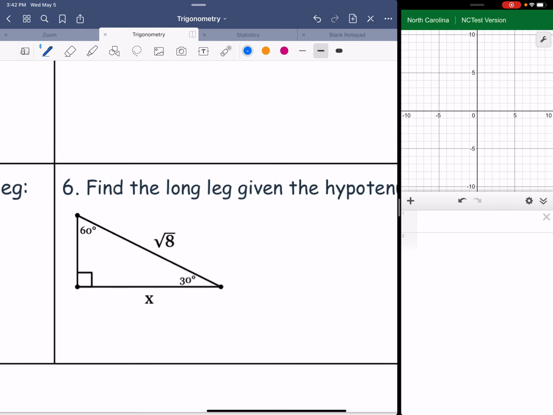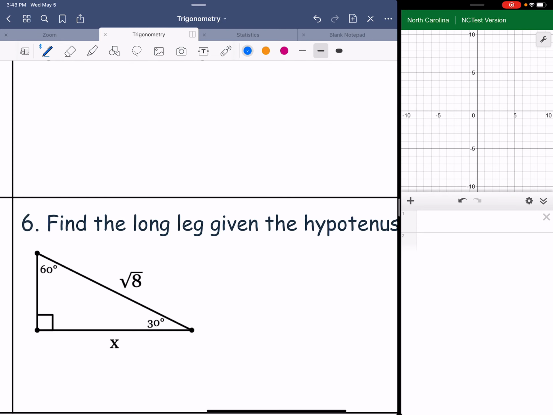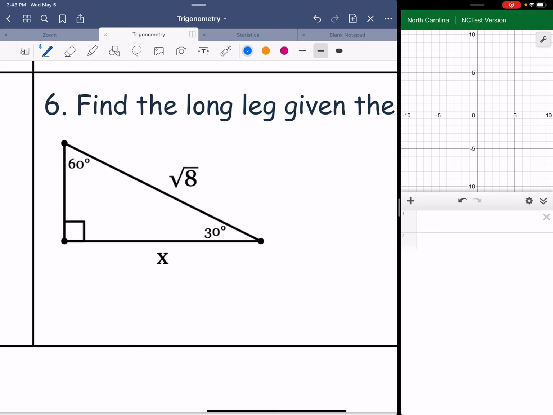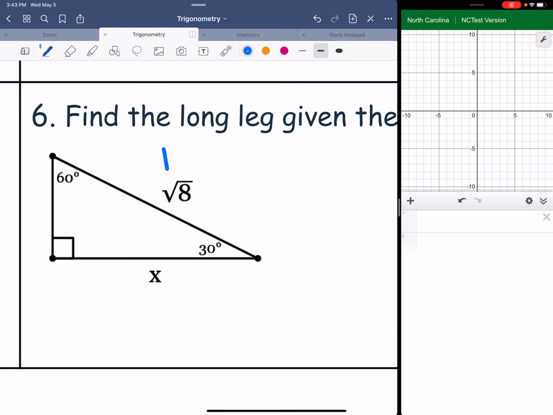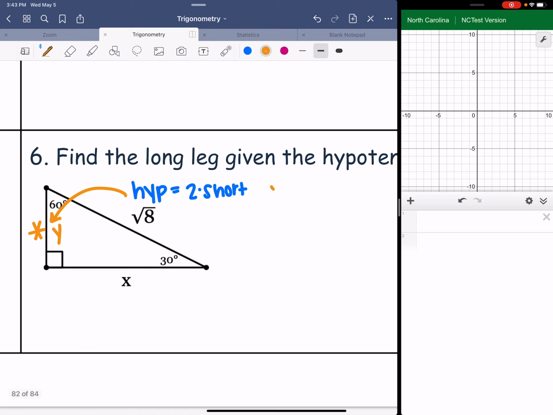All right, and now find the long leg given the hypotenuse. This is kind of backwards from the last one we did. So given the hypotenuse, what we know is that the hypotenuse is 2 times the short leg. So I would work backwards. I would start at the square root of 8 and then find the short leg. I'm going to call that y again. So we know the hypotenuse, which is the square root of 8, is equal to 2 times the short leg. So again, pretty easy because we just have to divide by 2 and we're good.